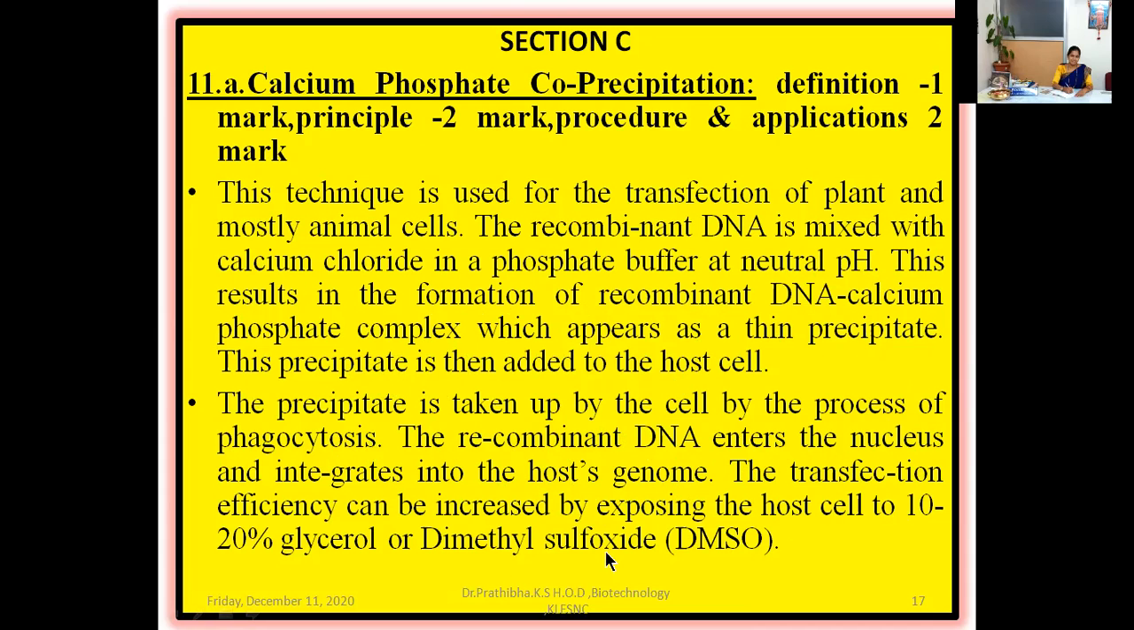The transfection efficiency can be increased by exposing the whole cell to 10 to 20% glycerol or dimethyl sulfoxide, that is, in short, DMSO. Okay, keep this in your mind. Usually somewhere you get this particular question for 1 mark too.